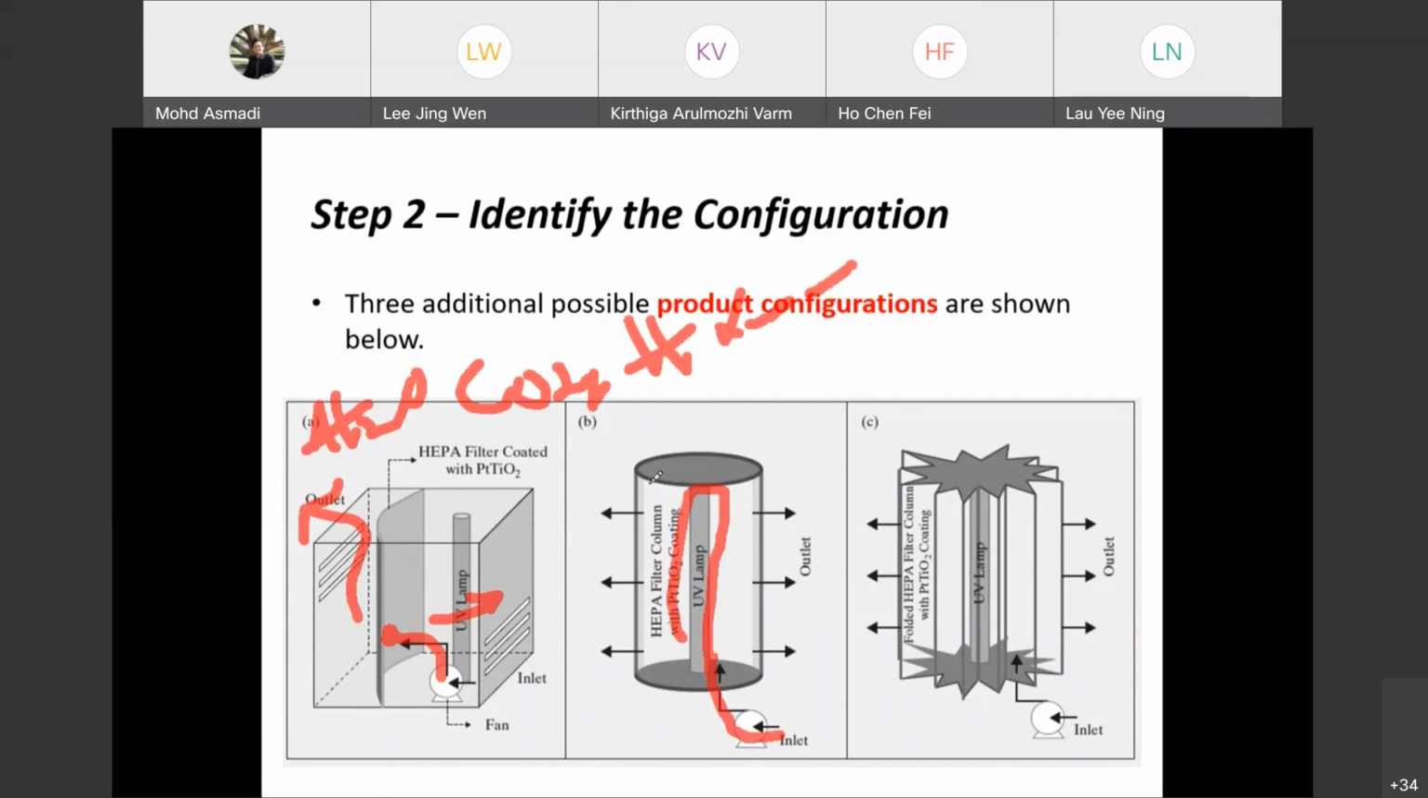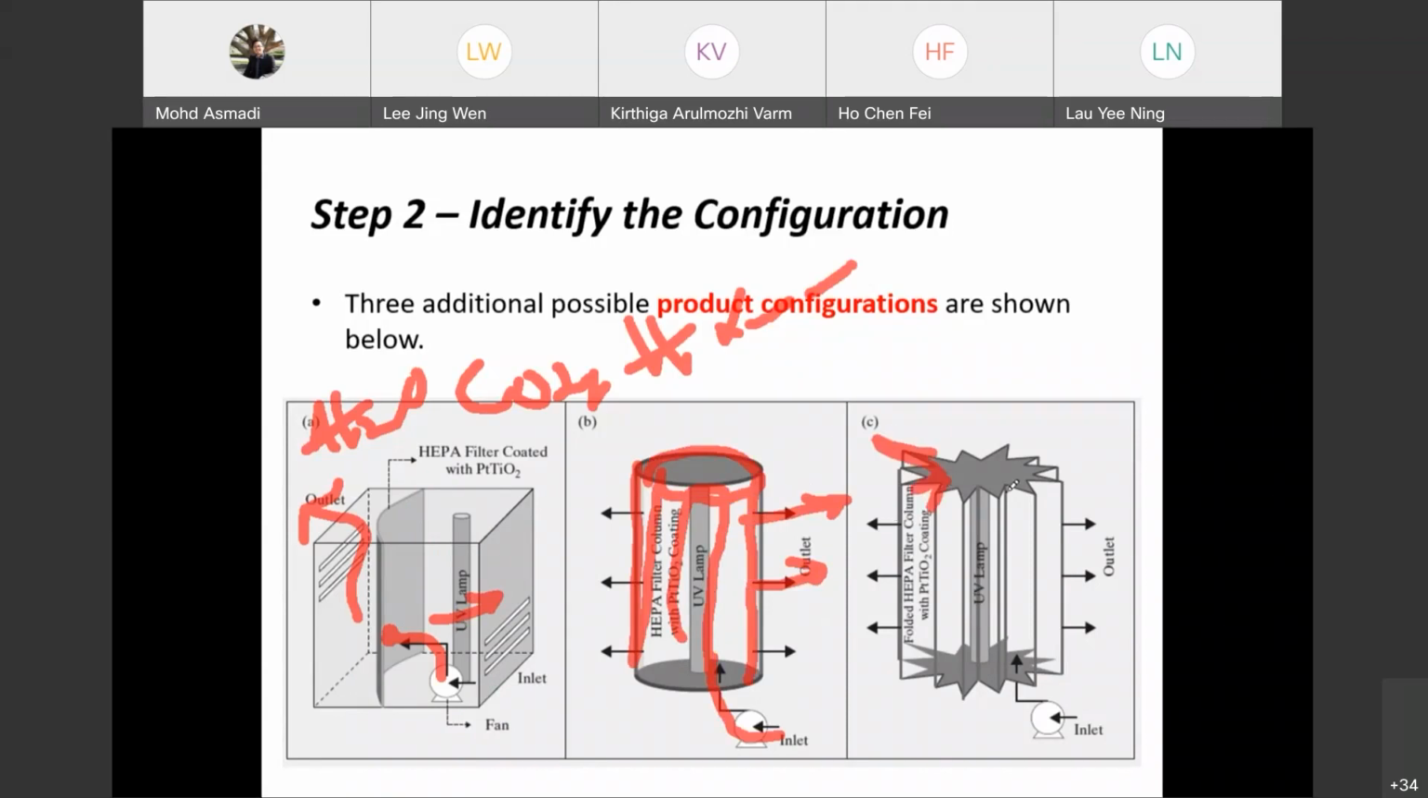The HEPA filter is more compact here. So we have the contact side, and then the outlet goes out here, because the HEPA filter is on this side. Okay, this is another one, and you can see the design is different.